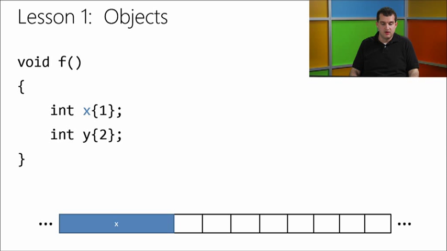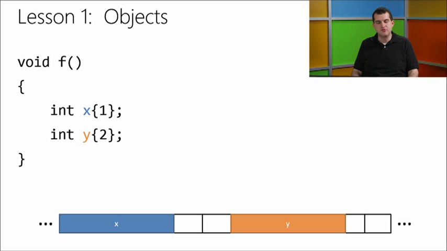So for example, our object x might be sitting in these bytes in memory, and our object y might be sitting in these bytes over here. But the important thing is that it's just memory. It's just this array of memory. It's just a piece of memory. It's also important to note that x and y are completely different, so they occupy completely different pieces of memory.